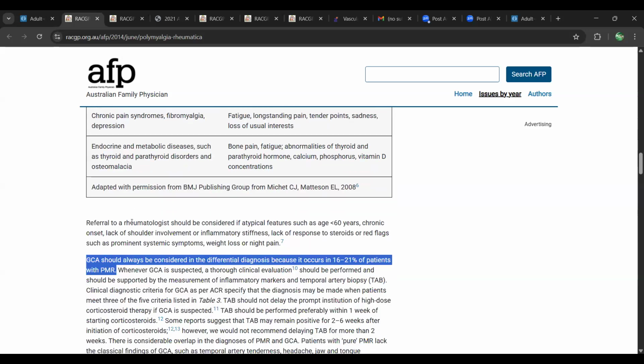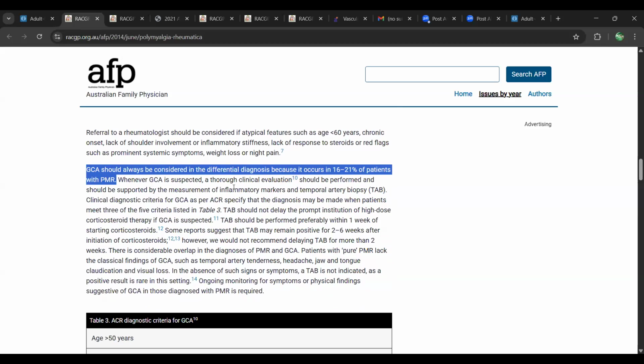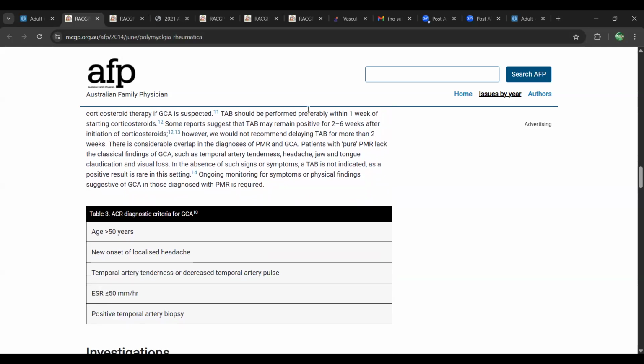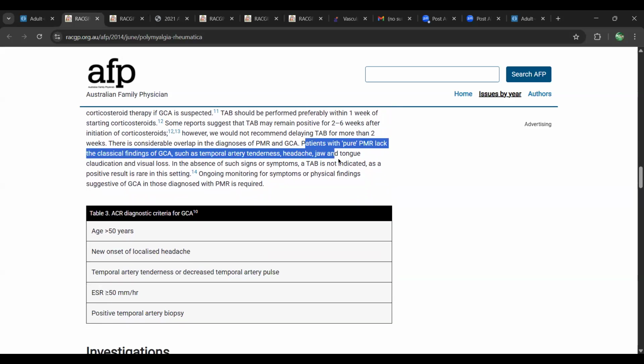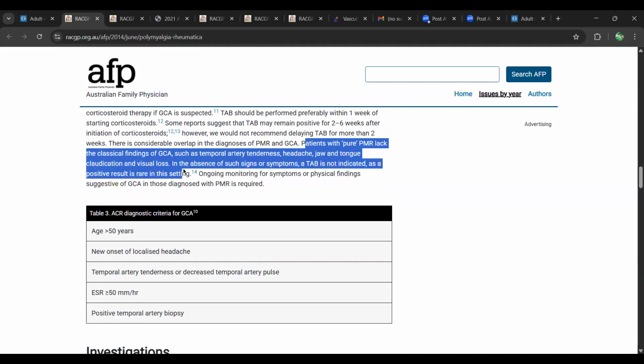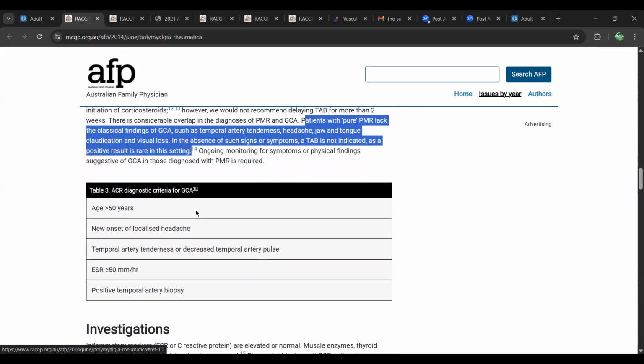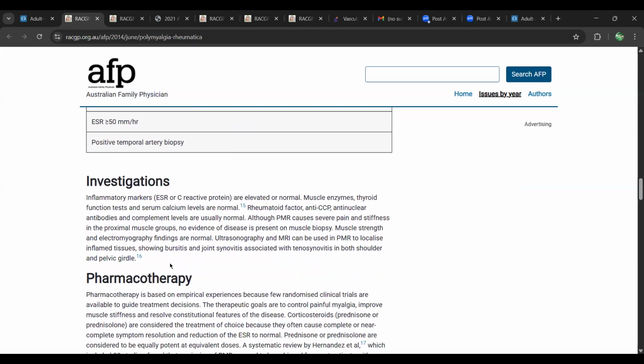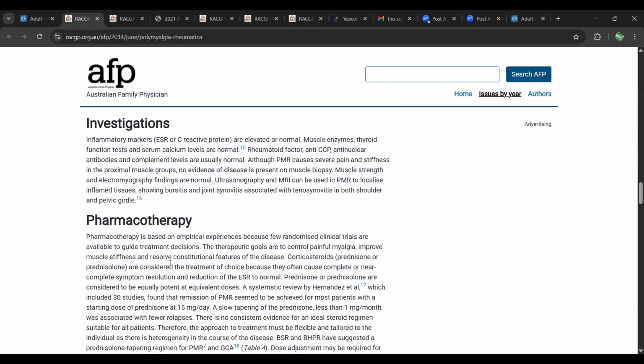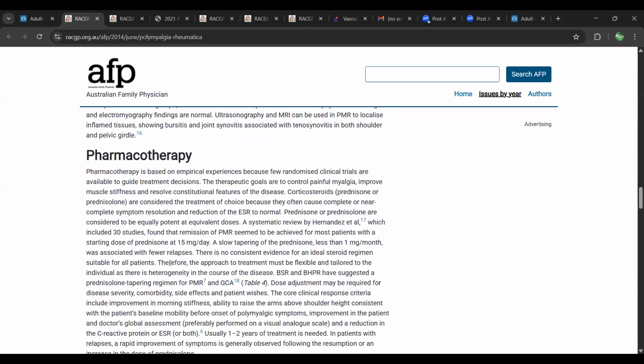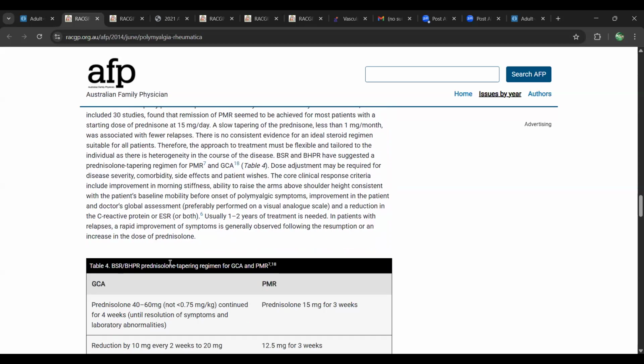So this is another thing that is important for you. And this is what I already gave, right? So investigations like we saw, those inflammatory markers are needed, right? And this is their pharmacotherapy.